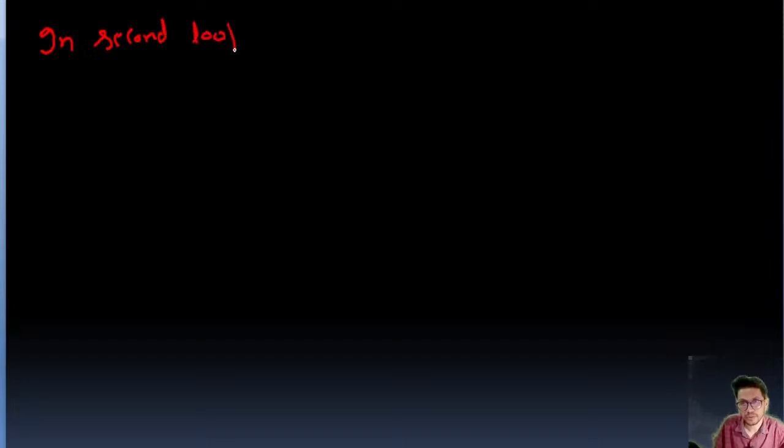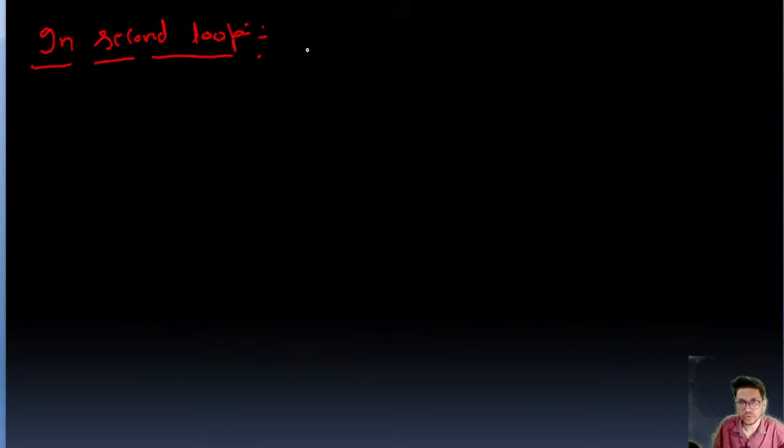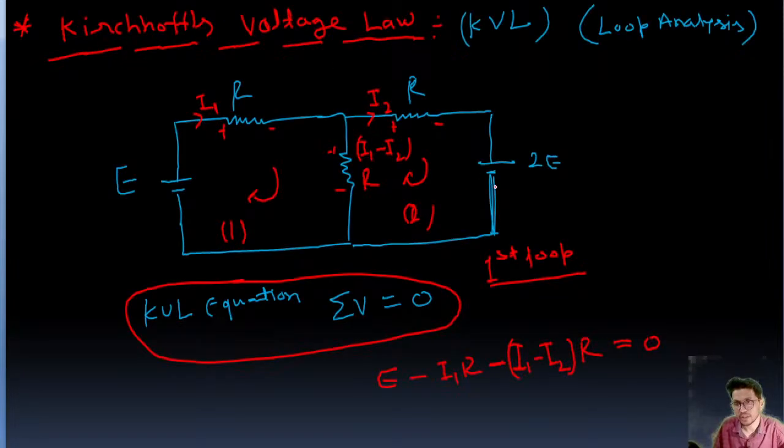In the second loop, this is the direction of current. This is the resistance, and the current is in the same direction, so plus to minus means minus. So minus I2R. Then this one is plus to minus, the direction is for voltage.